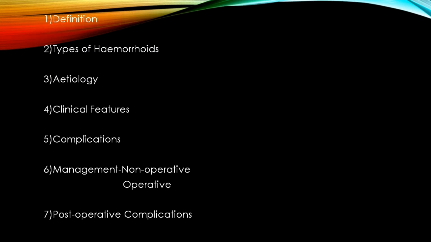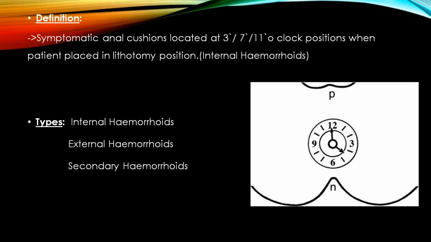Coming to the first, the definition of hemorrhoids. If you take some 50 people and do a proctoscopic examination in the surgical OPD, you put a proctoscope inside, definitely you will see bulgings inside the anal canal. Those are nothing but the anal cushions. I have told you in the surgical anatomy of the anal canal, those are the anal cushions.